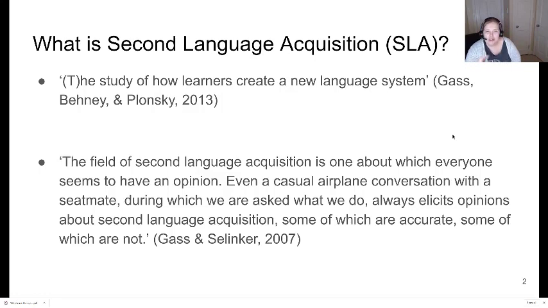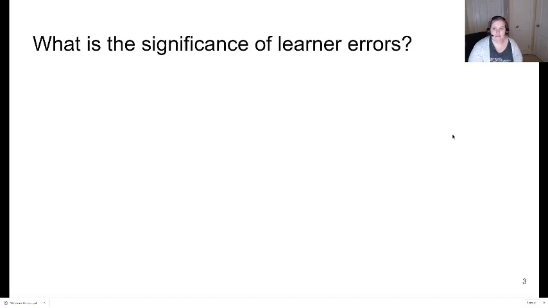So if someone asks me, what do you do? If I were to say that I study second language acquisition, right? So continuing on with the quote, always elicits opinions about second language acquisition, some of which are accurate and some of which are not. One of the first things people say is, oh, I'm terrible at learning whatever. It's the very first thing. And that's A, nothing to do with acquisition itself. B, it's not really understanding what it is, right? And people really, really, really have an opinion, many of which based upon memorizing verb endings or Lord knows what.